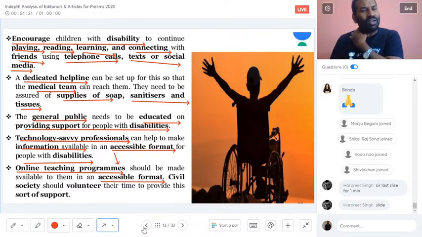Okay, this I was talking about, the online teaching program. Technology savvy professionals can also help. The general public can also help by making sure that they are responsible citizens, providing whatever support they can, and then there has to be a dedicated helpline also. We should all make sure that by whatever means we can, we try to talk to them, and keep making sure that they are not in stress mode, agony mode, and they should also have telephonic conversation, so that they can also use social media. So this is all in this slide, and now I'll move to the next slide.